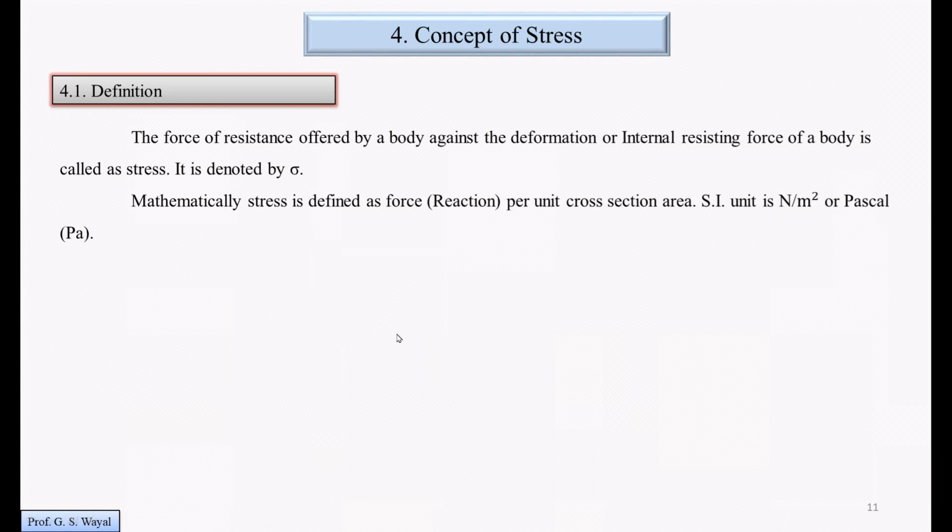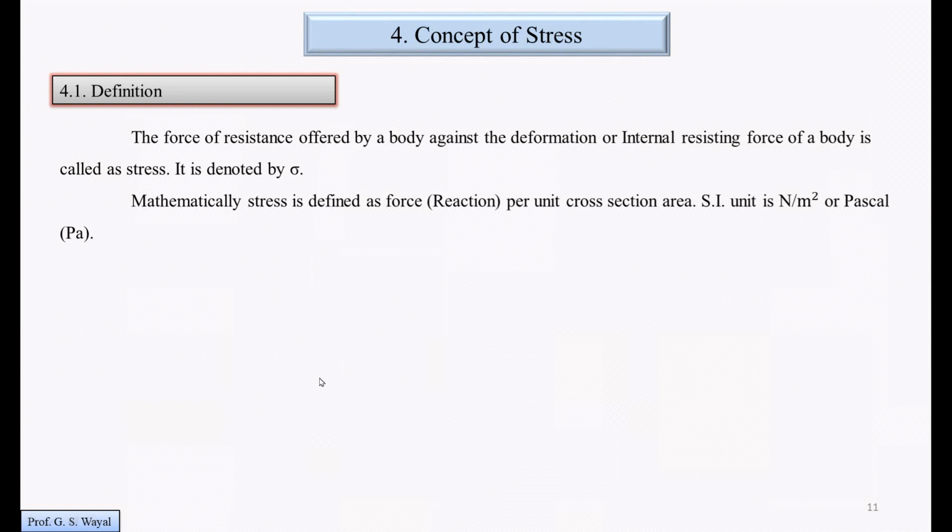Then next one is the concept of stress. First of all, we will see the definition of stress. The force of resistance offered by a body against deformation, or the internal resisting force of a body, is called stress.